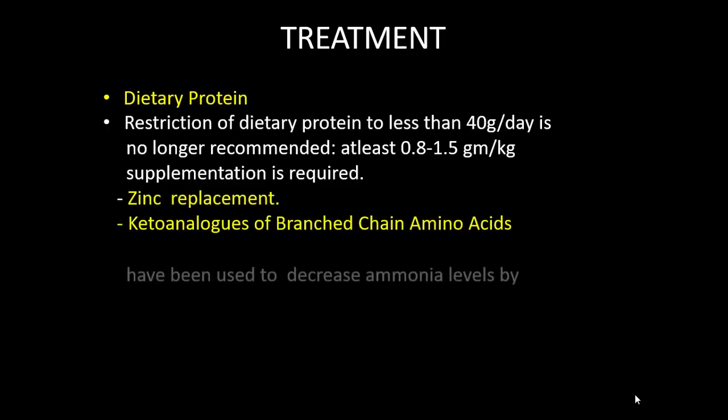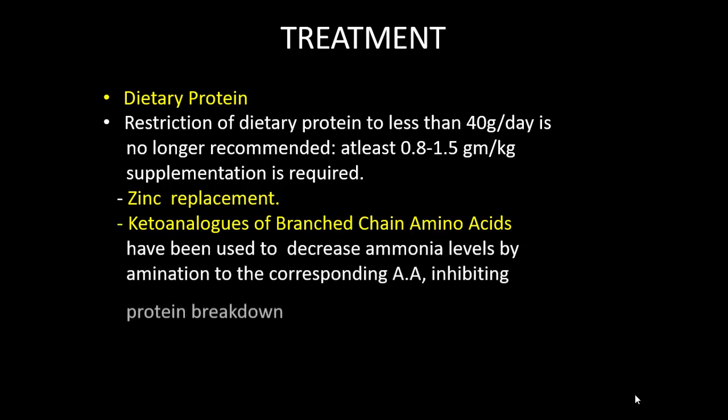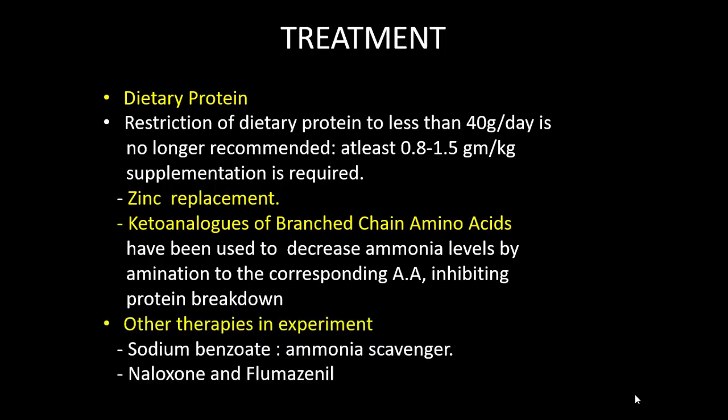Dietary restriction of protein is no longer recommended. You should give 0.8 to 1.5 grams per kg per day. Supplement zinc because it is a cofactor in most of the enzymes. Keto analogs of branched chain amino acids can be given as they have been used to decrease the ammonia levels by amination of the corresponding amino acid, thus inhibiting protein breakdown. And other experimental therapies like sodium benzoate, which is an ammonia scavenger and helps in excretion of ammonia as hippuric acid. But generally, these are not used in day-to-day clinical practice, nor are naloxone and flumazenil.